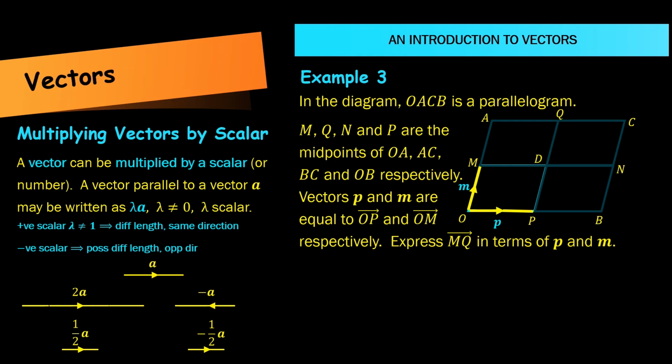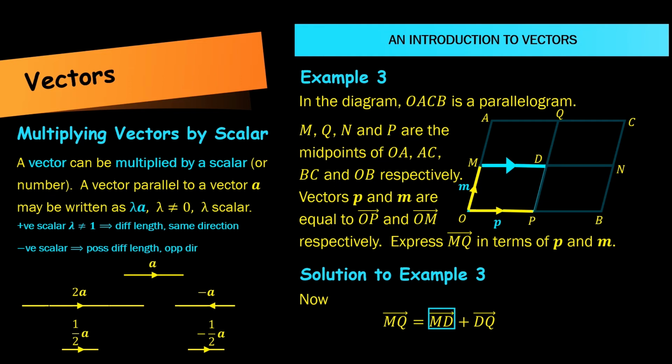So let's solve this. MQ is MD plus DQ. Now MD is equal to p, as shown, and DQ is equal to m, as shown. So MQ is equal to p plus m.